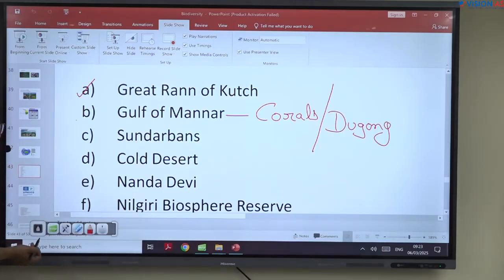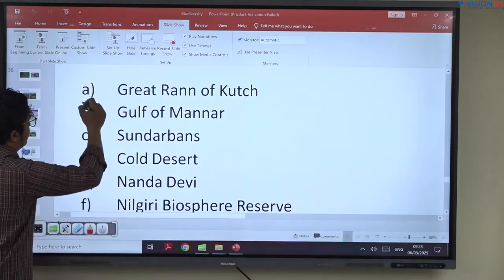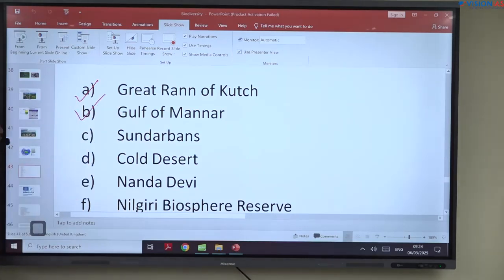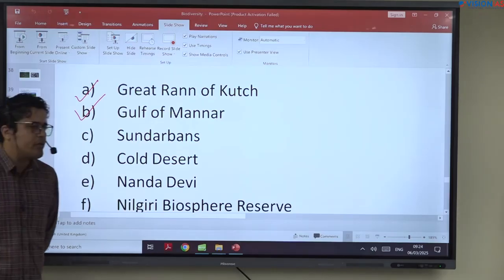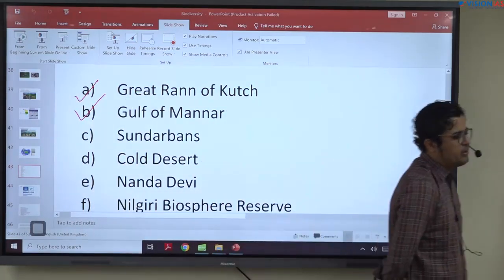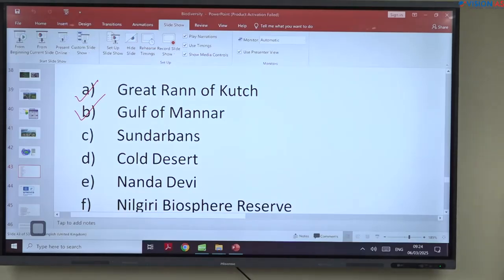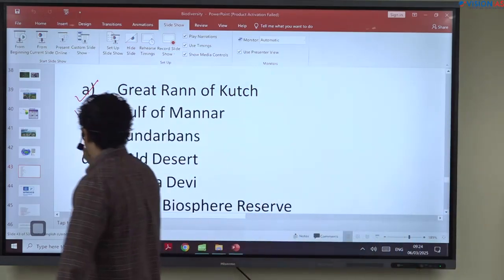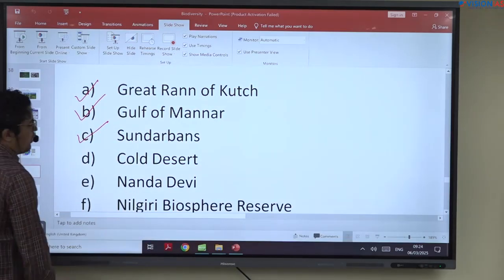Next, Sundarbans, West Bengal. Situated in the Ganga Brahmaputra Delta and is the largest mangrove forest of the world.